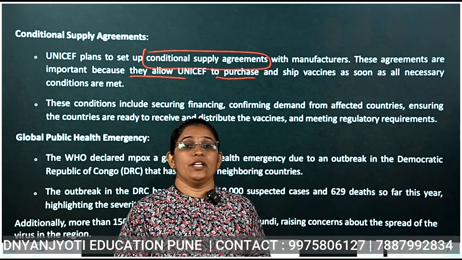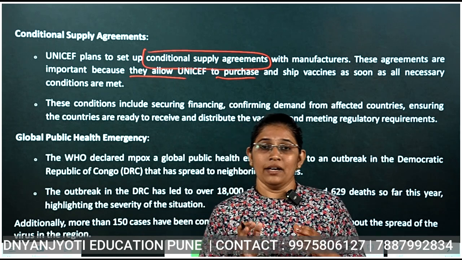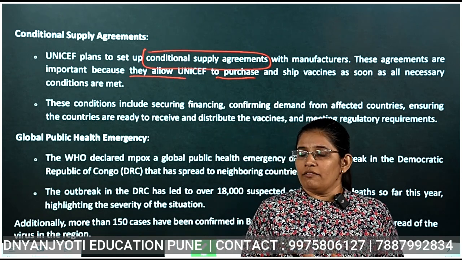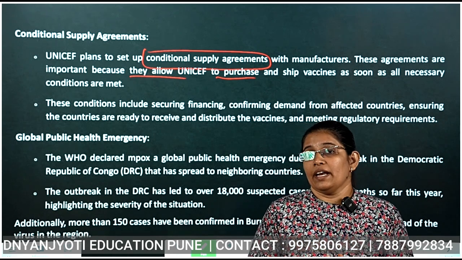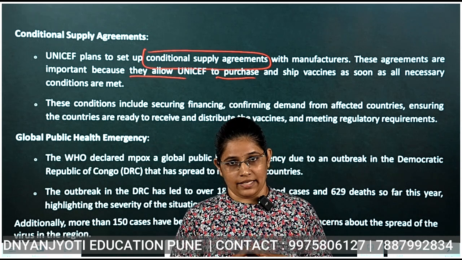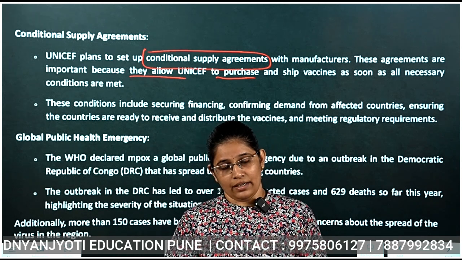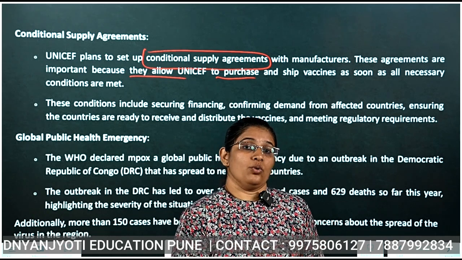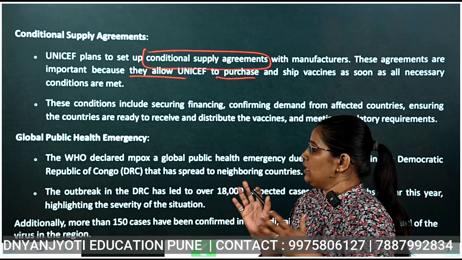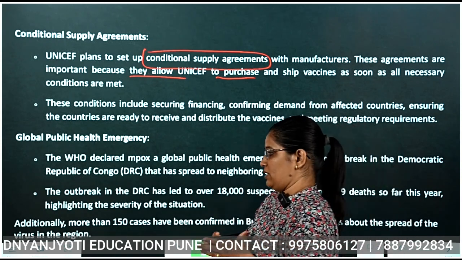What exactly does a conditional supply agreement do? It gives a free hand to UNICEF, where UNICEF gets the required doses of the vaccine as soon as all the necessary conditions have been met, and after that these doses can be easily shipped to the required regions. So this is all about conditional supply agreements.